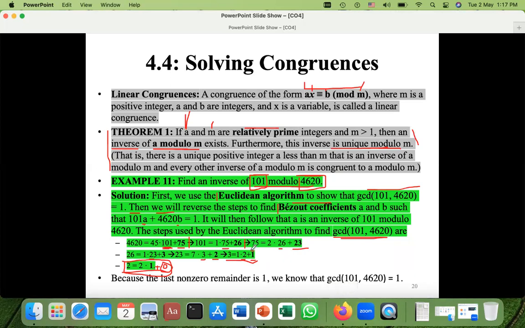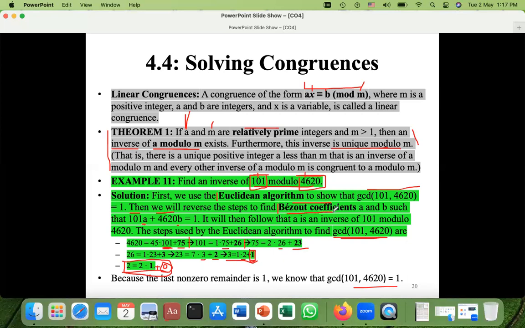So that's why we are saying that the GCD of these two numbers 101 and 4620 is 1. And as the GCD is 1, one thing is clear for this question, that they are relatively prime. So that is proved. Now we have to find the Bezout coefficients.